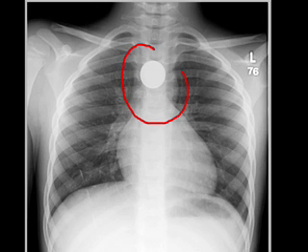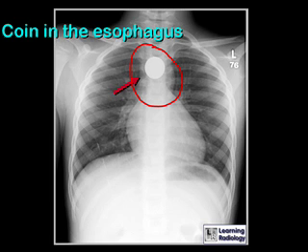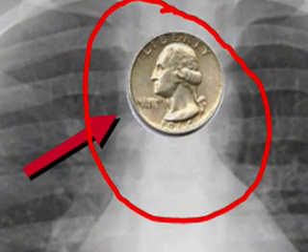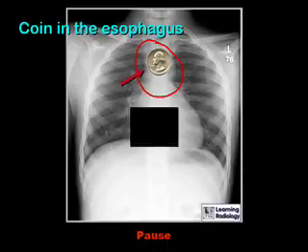Well, there is a metallic density right in the middle of this little kitty's chest, and it's superimposed on the area where the trachea or the esophagus would be. This metallic density is a coin in the esophagus, and it actually represented a US quarter. So if you correctly identified that it was metallic density, you were using the 5 basic radiographic densities.